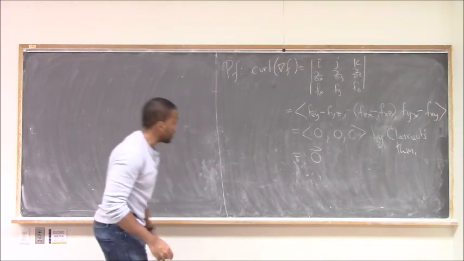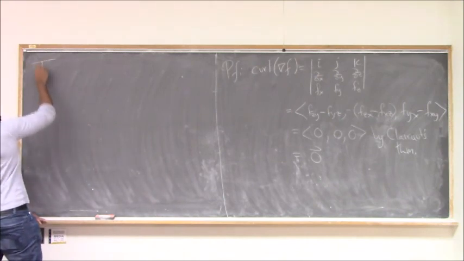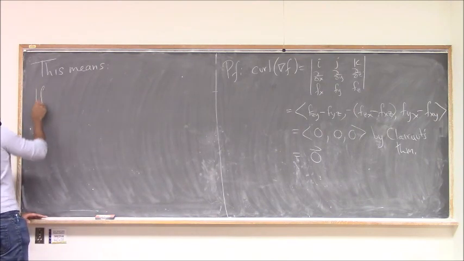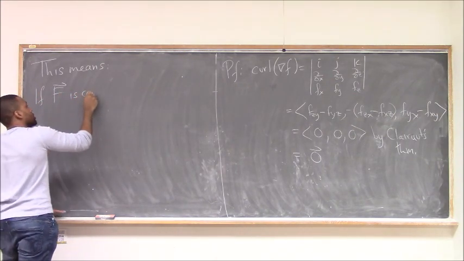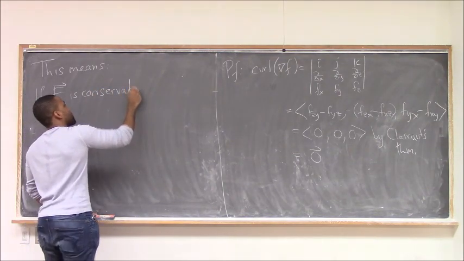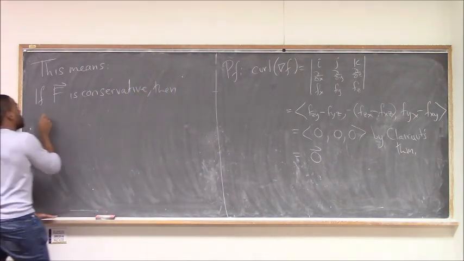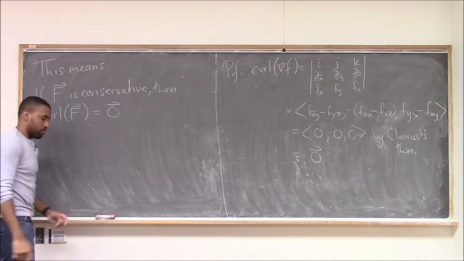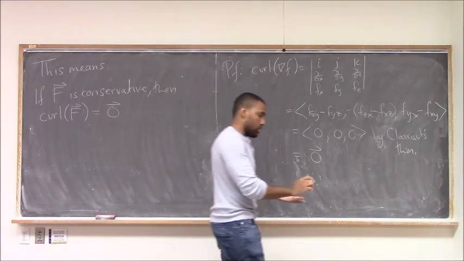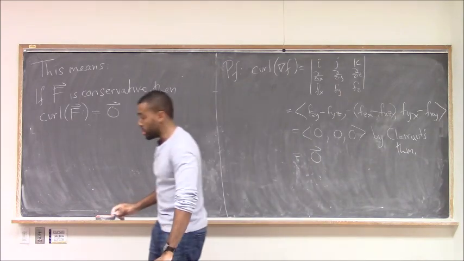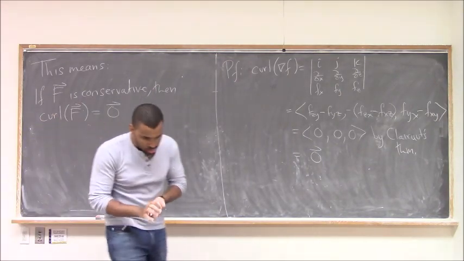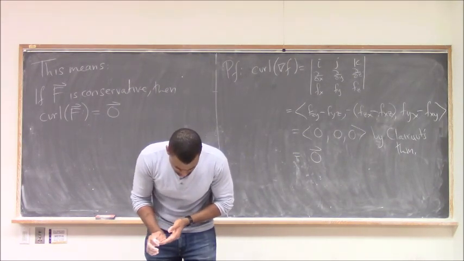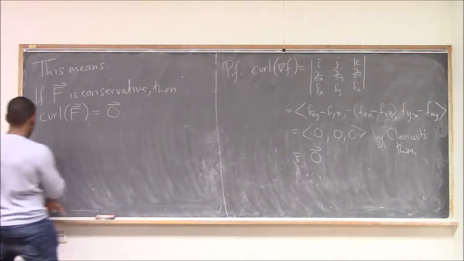Oh, what I just said is what I wanted to write down next. This means, it's an important point, if f is conservative, then the curl of f is the 0 vector. We'll use that consequence later. Not only am I going to put it into a big theorem, but it's something that we'll use later on. I'm going to put in a big theorem now, in fact.